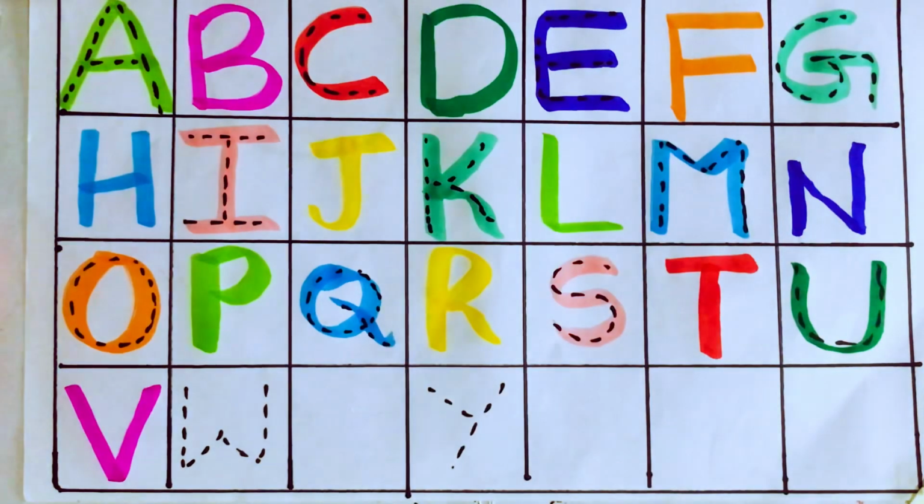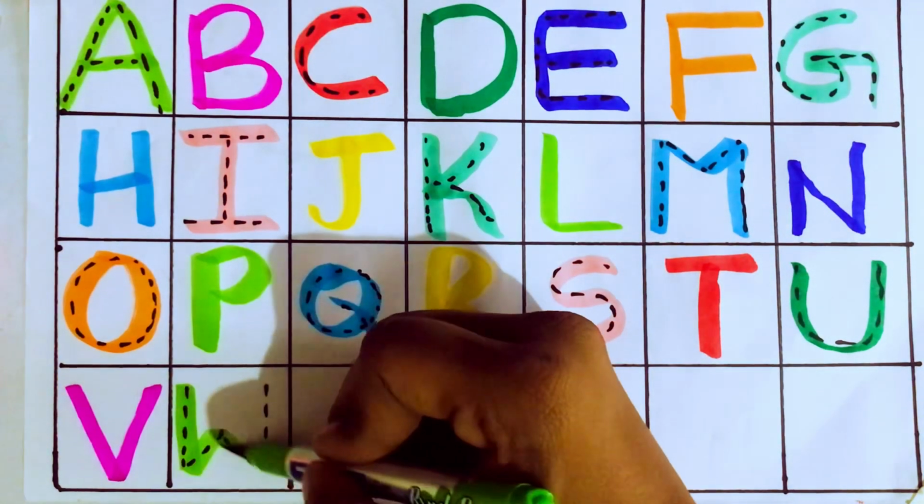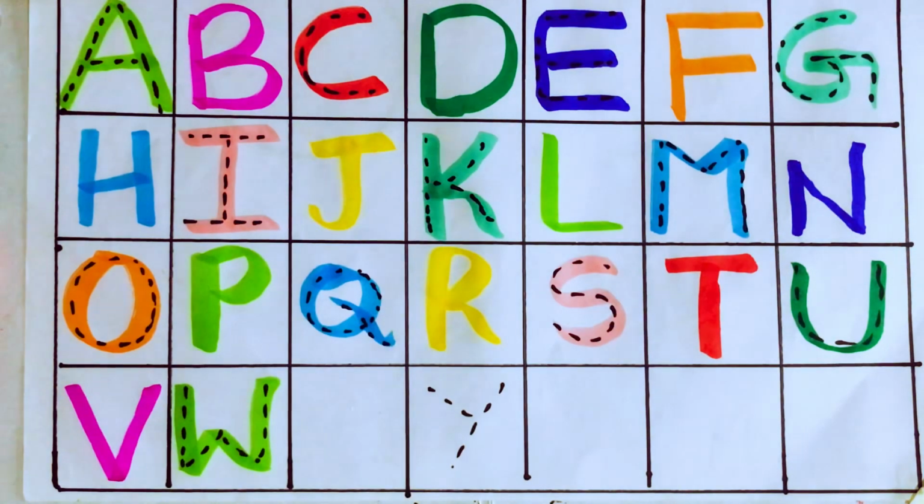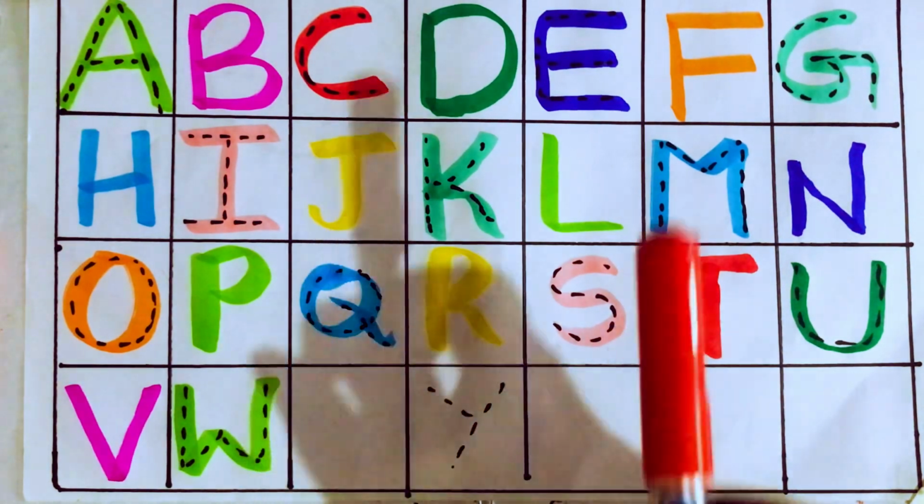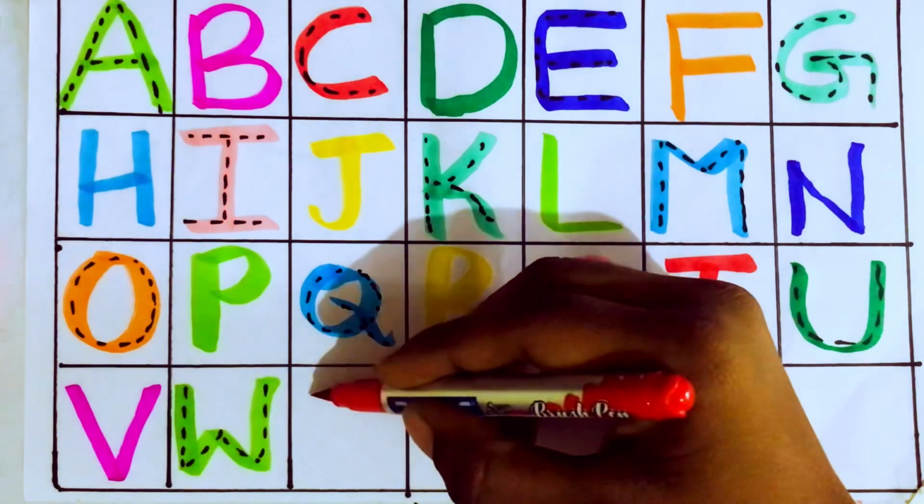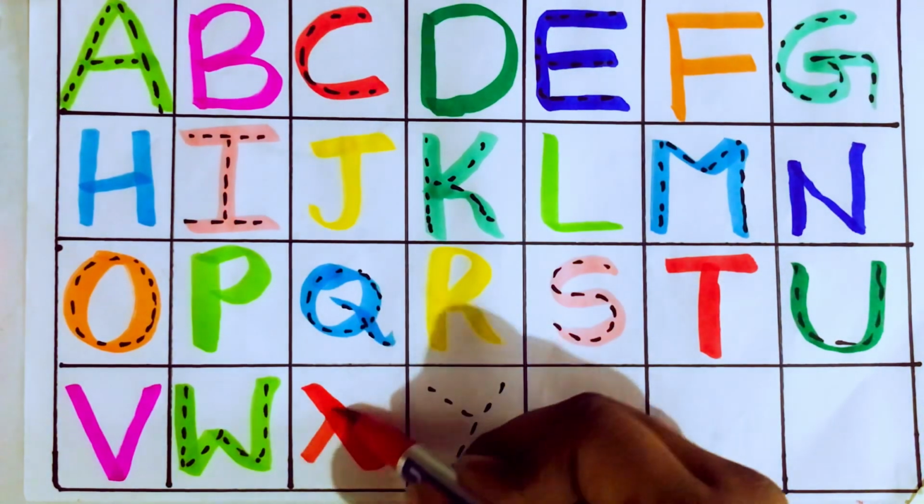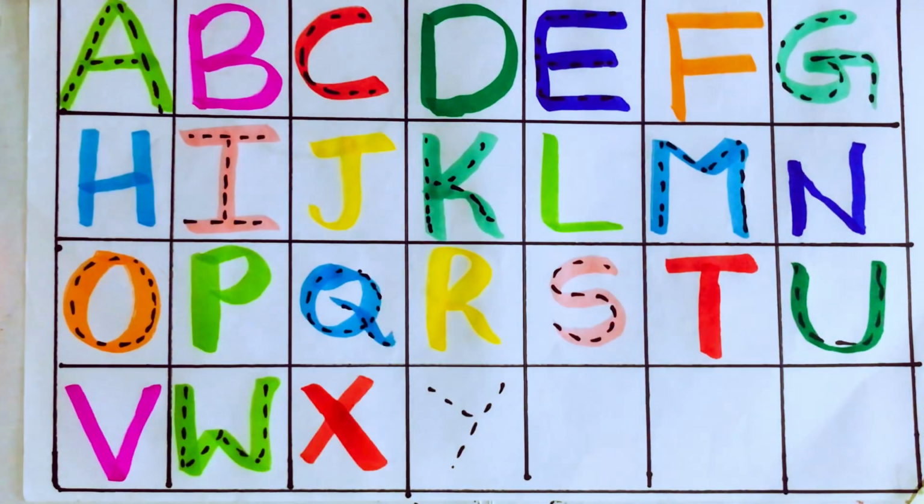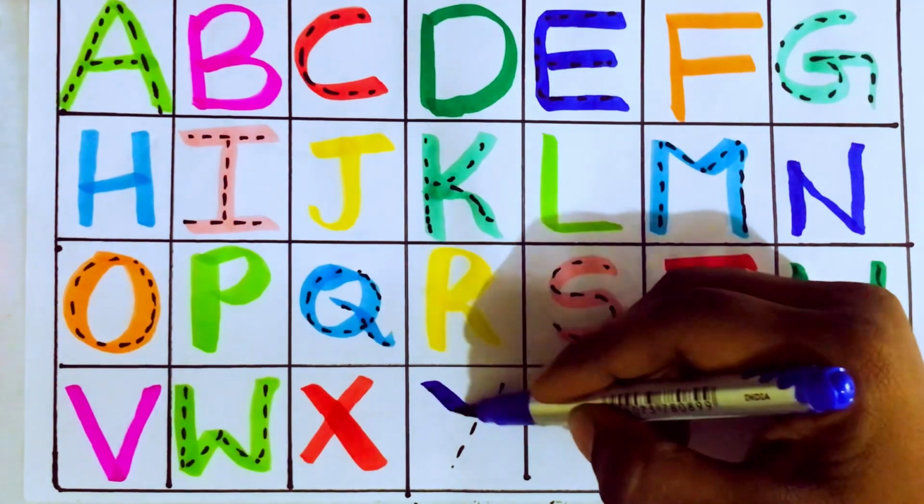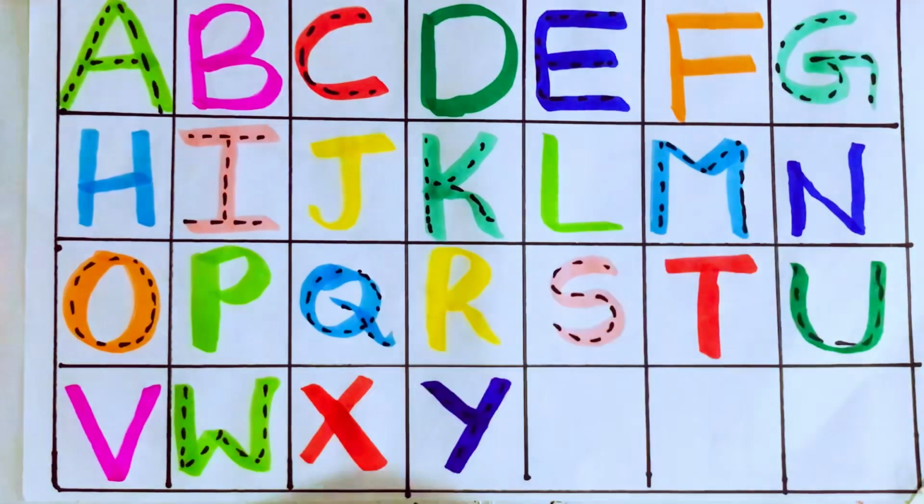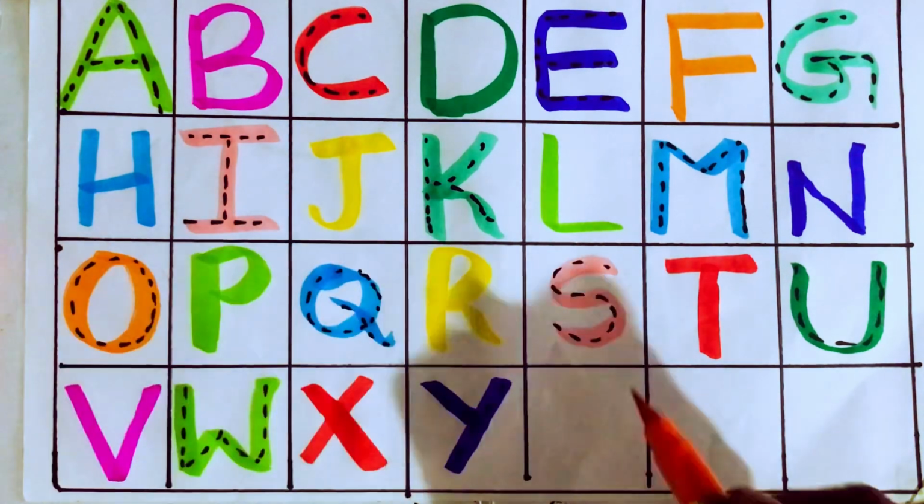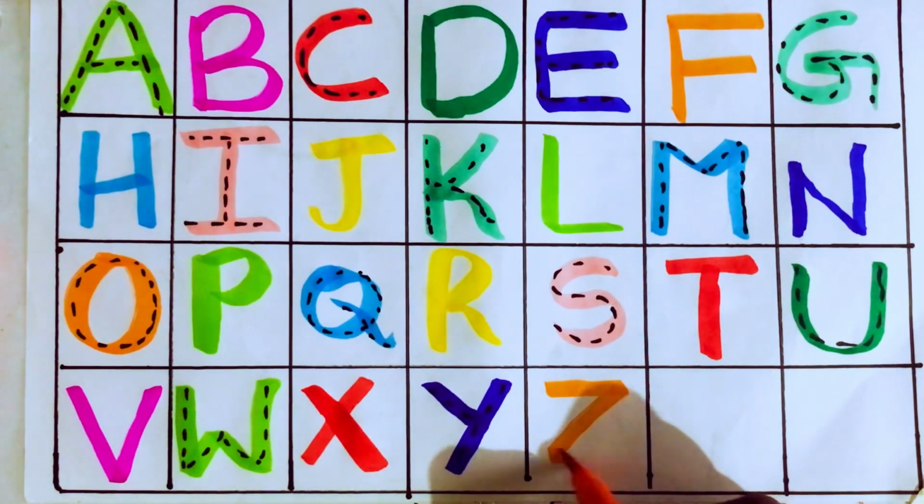Light green color, W. W for watermelon. W for watermelon. Red color, W after X. Which letter kids? X. X for X-ray. Blue color, Y. Which letter kids? Y. Y for yellow. Orange color, Z. Z for zebra.